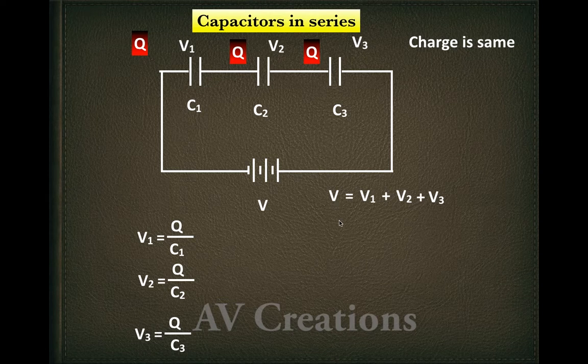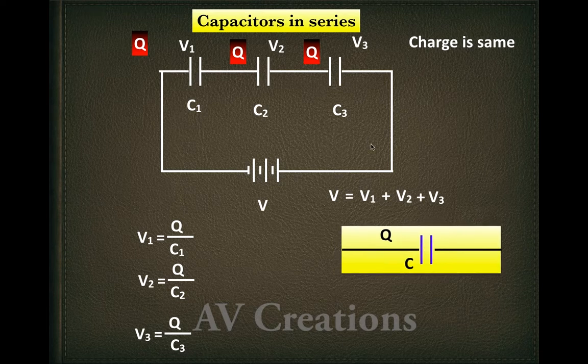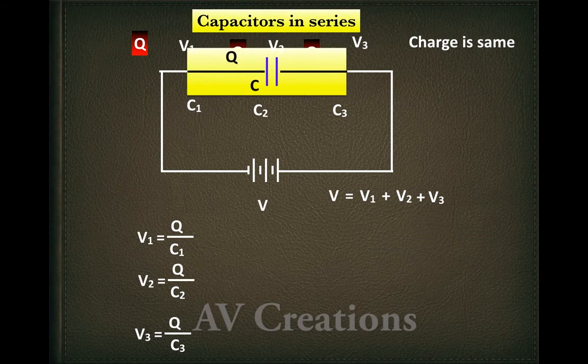For that we are considering a single capacitor. We are going to place this capacitor instead of these three capacitors. So when we place this capacitor, we will get the equivalent capacitance of this capacitor.